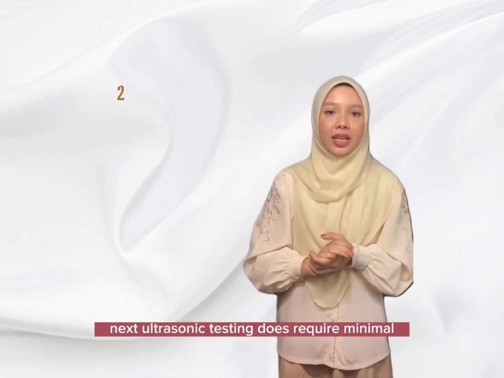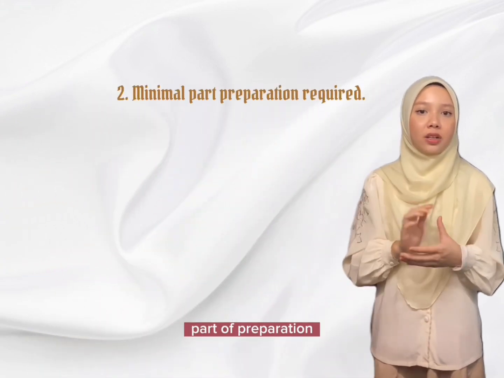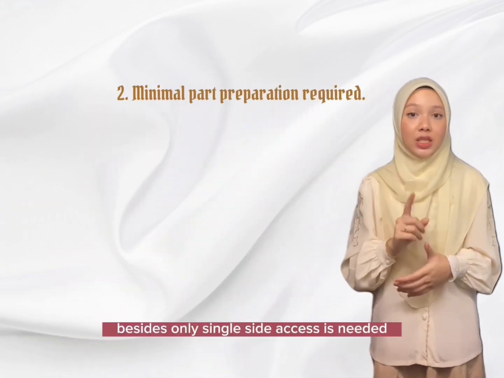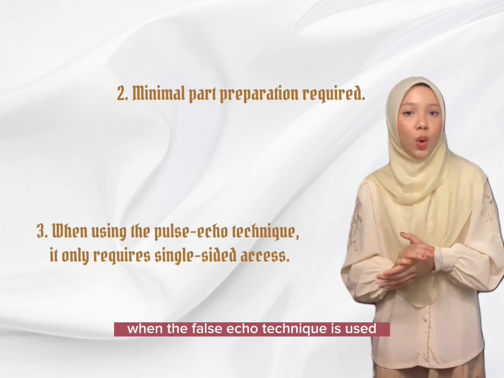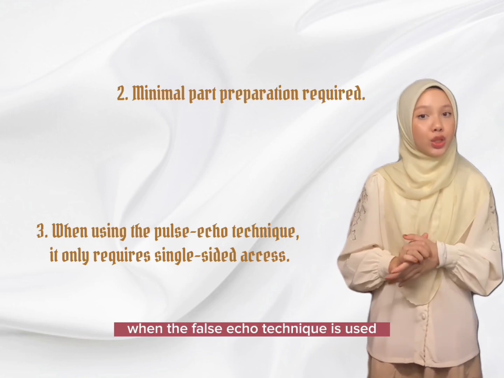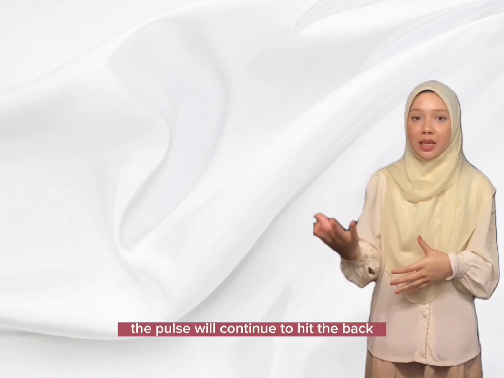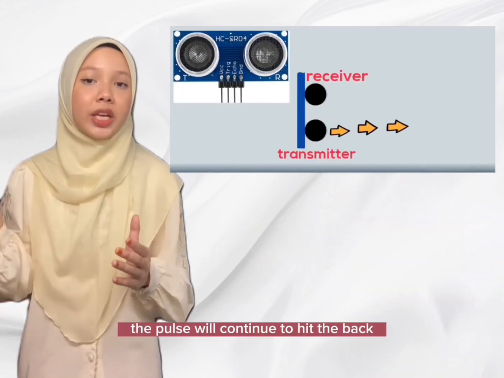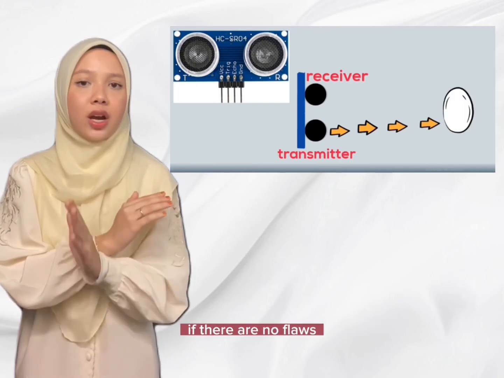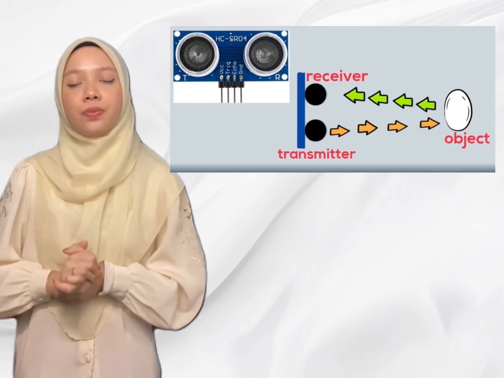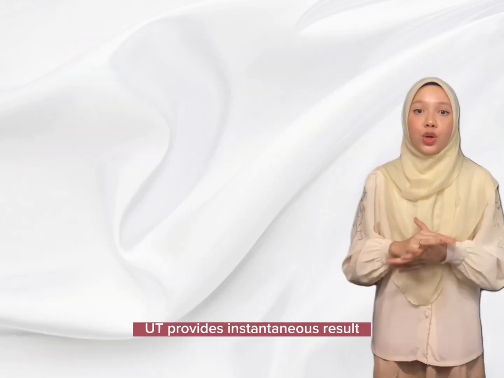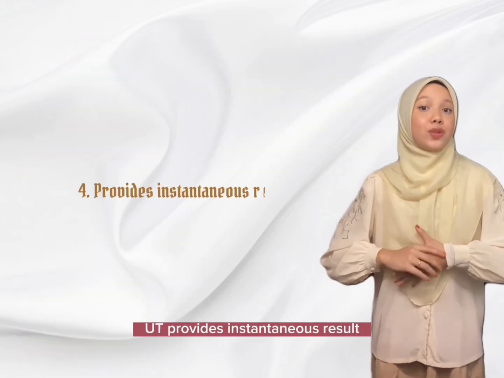Next, ultrasonic testing requires only minimal part preparation. Besides, only single site access is needed in ultrasonic testing when the pulse echo technique is used. The pulse will continue to hit the back wall of the object. If there are no flaws, it will be reflected and travel back through the object. Furthermore, UT provides instantaneous results.